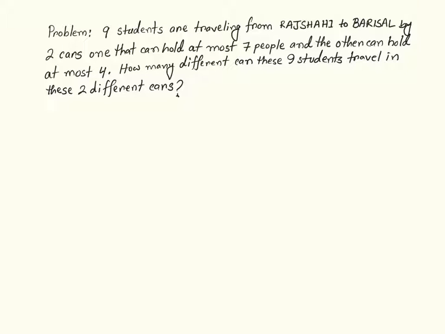In this video, I am going to solve this problem where 9 students travel from Rajshahi to Borishal by 2 cars. One of these cars can hold at most 7 people and the other one can hold at most 4 people. How many different ways can these 9 students travel in these 2 different cars? That's what the problem is.